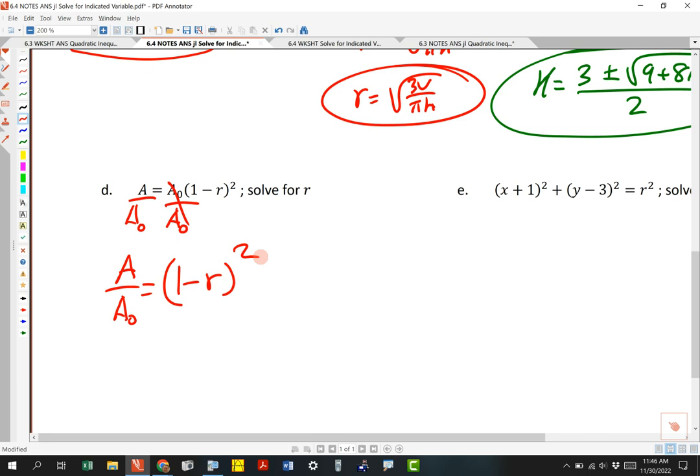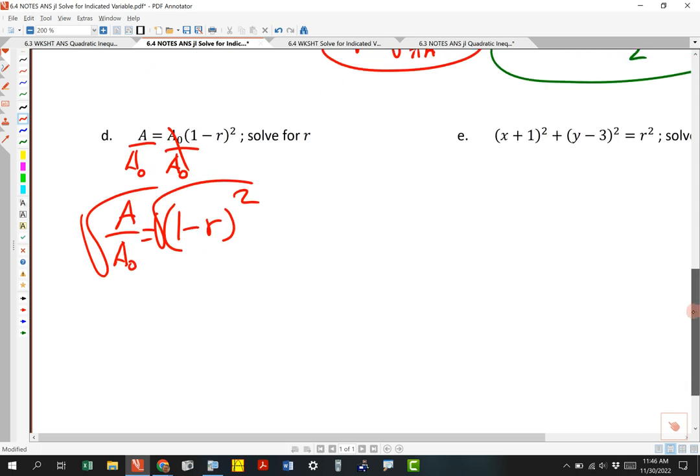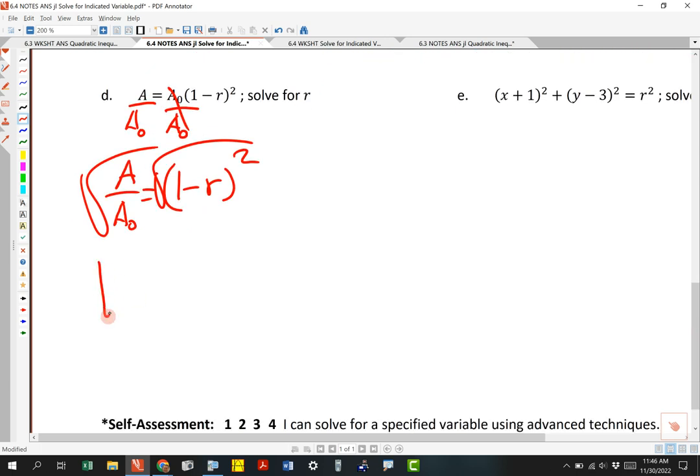Crew's arm nearly came out of the socket. Crew? Square root it. There we go. He's going to use that terminology. We're going to take the square root of both sides. So we get the square root of A over A naught equals 1 minus R, which is good. Now we can see the R.